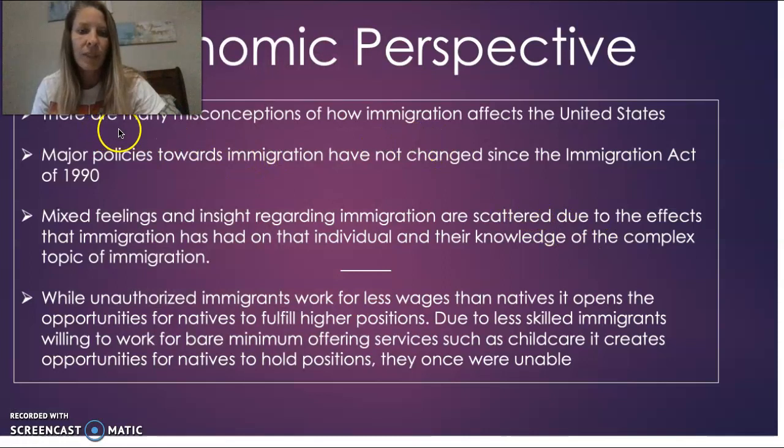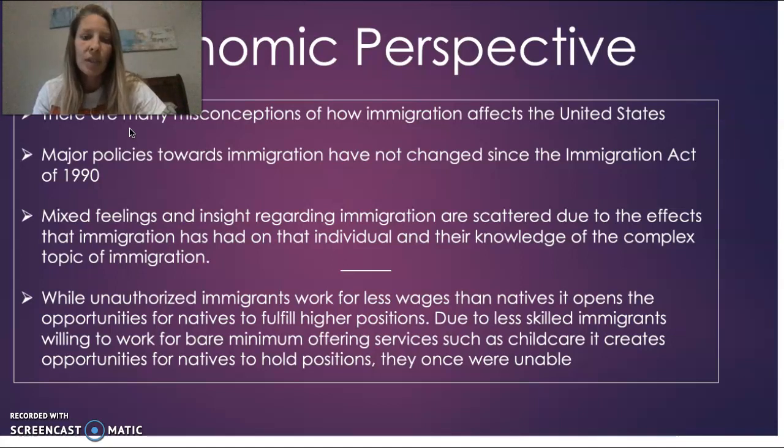The economic perspective. There are many misconceptions on how immigration affects the United States. Major policies towards immigration have not changed since the Immigration Act of 1990. Mixed feelings and insight regarding immigration are scattered due to the effects that immigration has had on that individual and their knowledge of the complex topic of immigration.